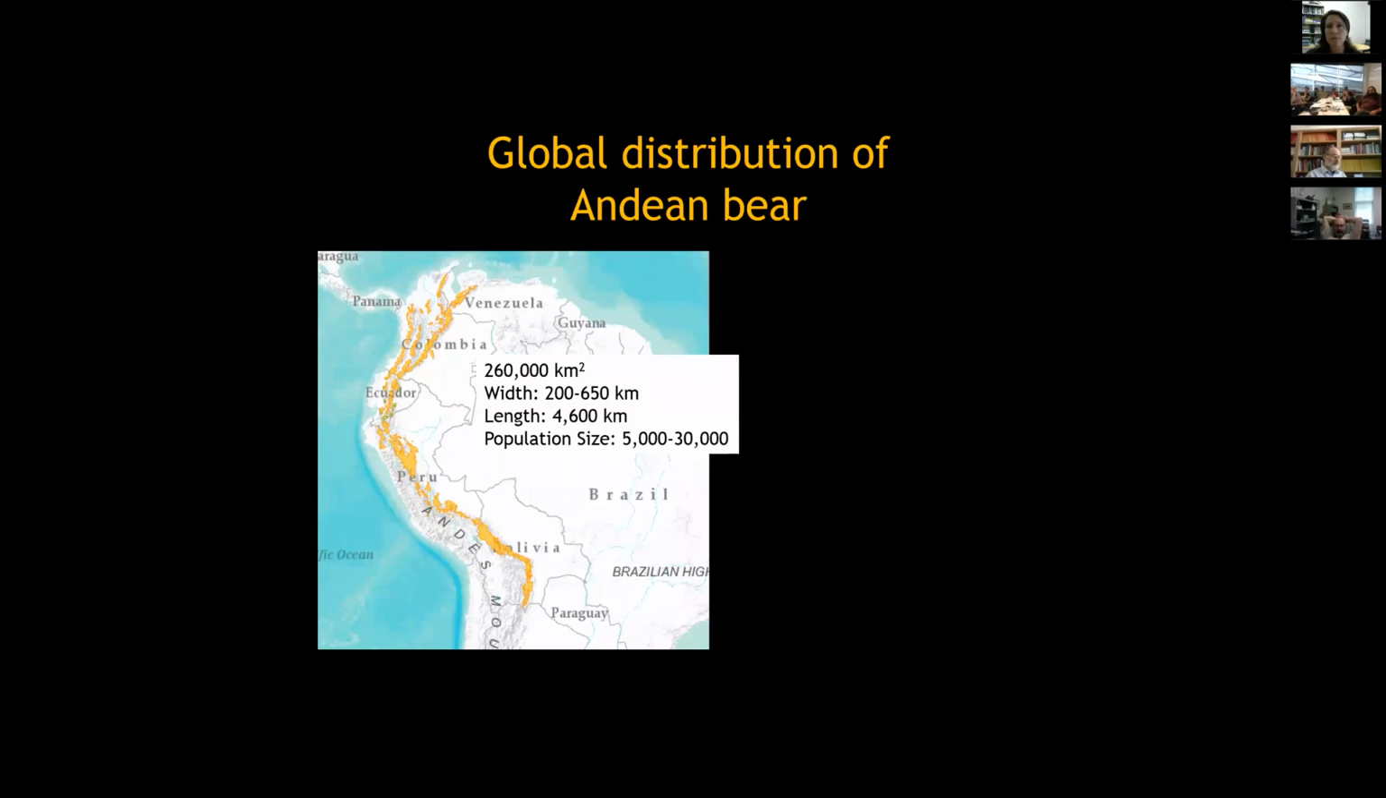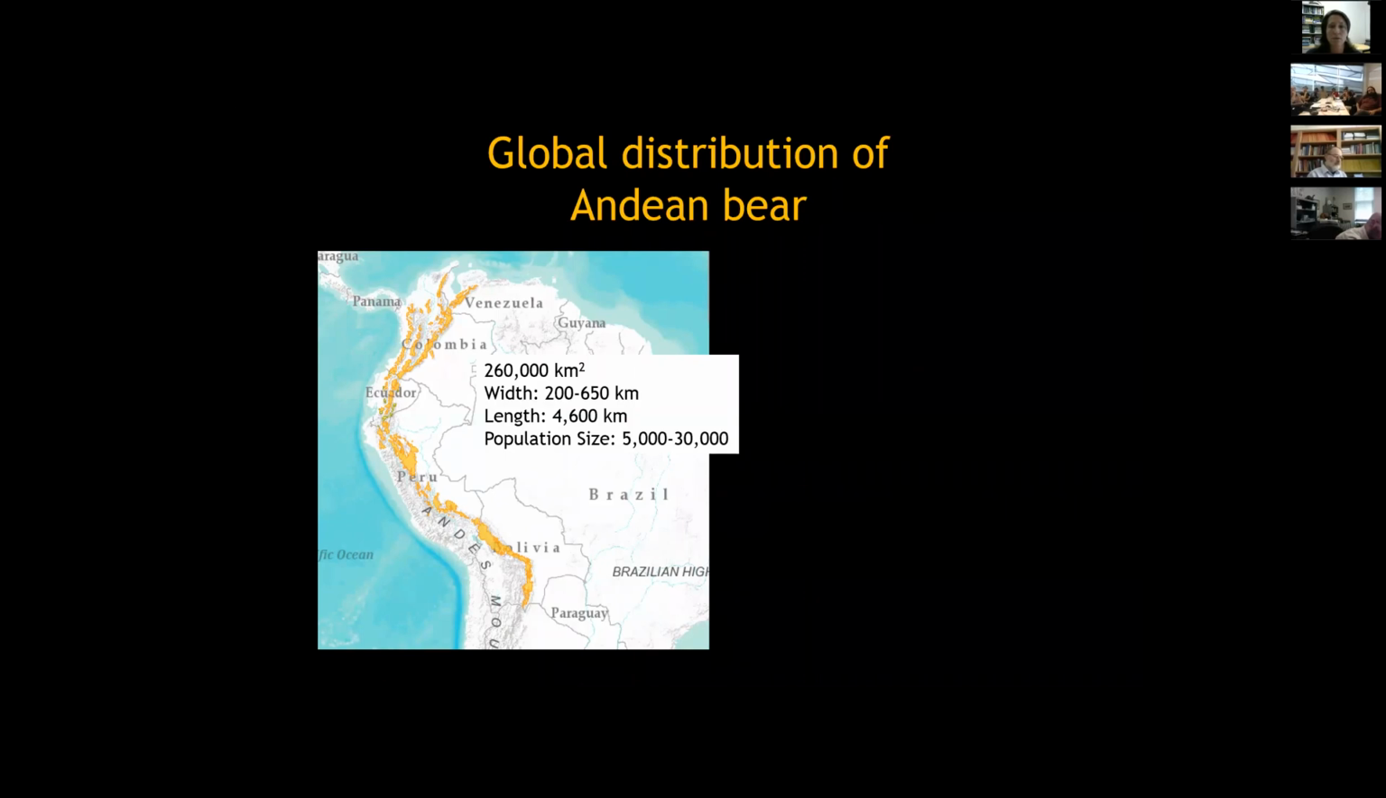Now the problem is the global distribution of Andean bears is a little precarious, as you see in this picture on the left here. The habitat range is about 260 square kilometers, and it's in a very narrow band that's only 200 to 650 kilometers wide and about 4,600 kilometers long. And so as you can imagine, when you're dealing with conservation of a population that exists in this really long kind of narrow band, any kind of fragmentation can result in isolation of these individual populations.